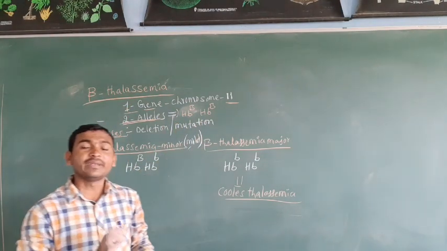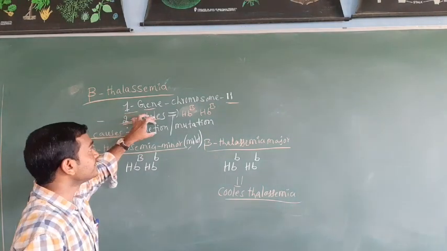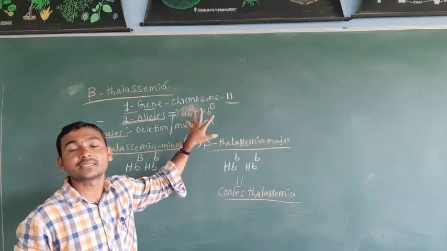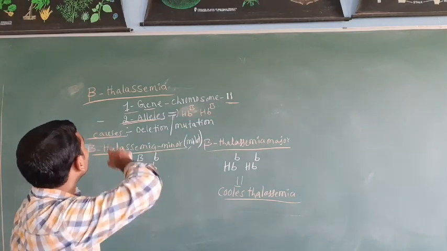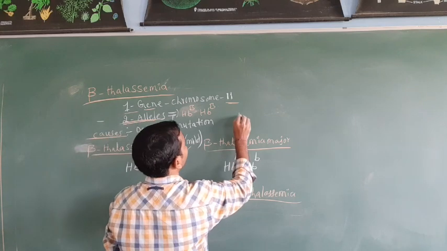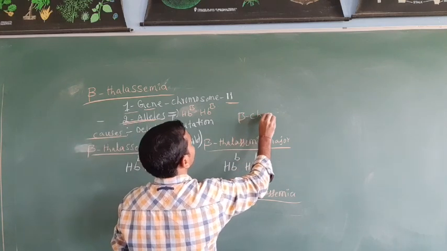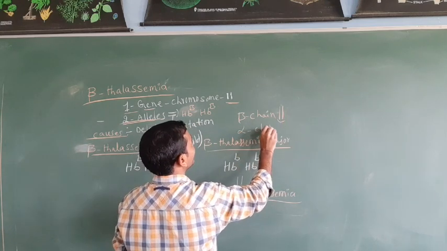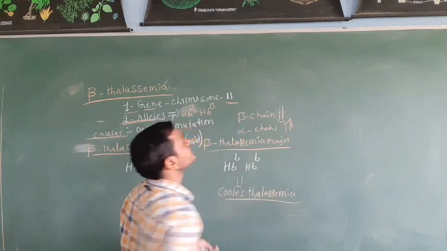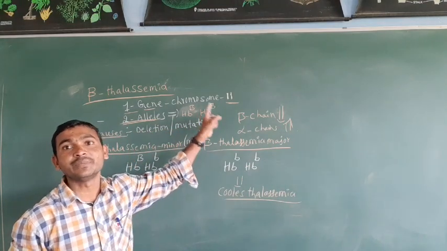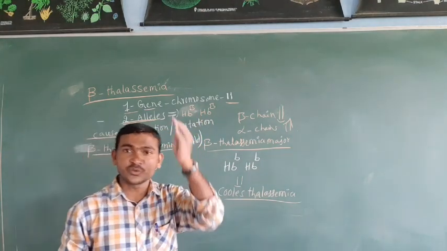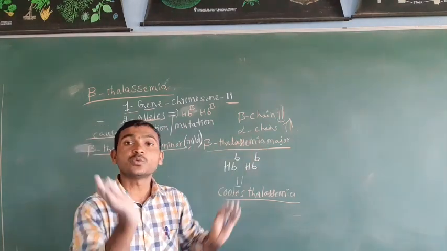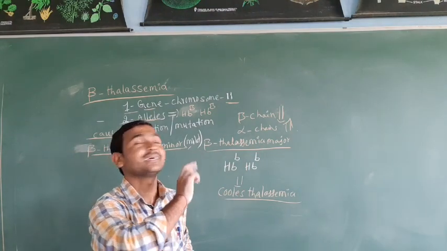How does beta thalassemia happen? The cause is either deletion or mutations that change the beta chain. During beta thalassemia, the beta chain is going to reduce and alpha chain synthesis is going to increase, because the defect is happening in the beta chain.